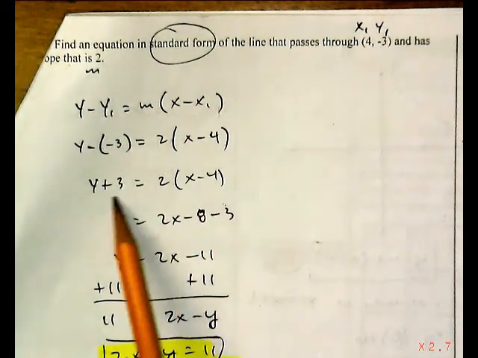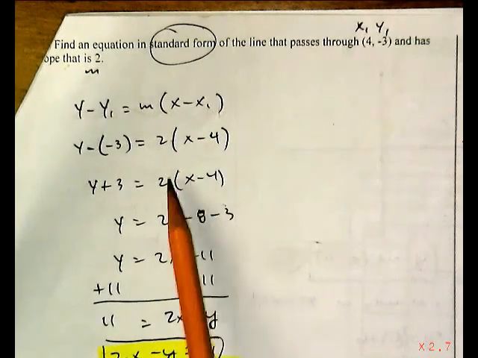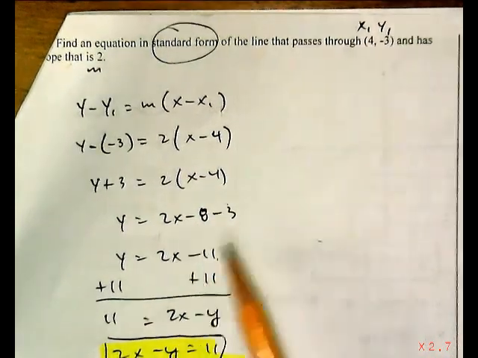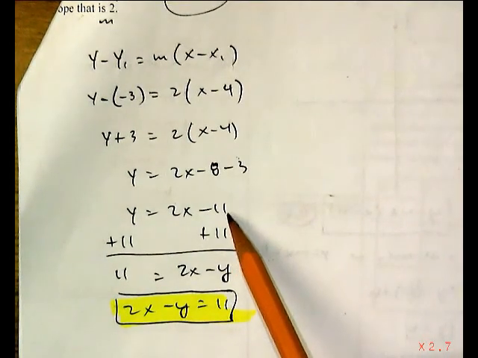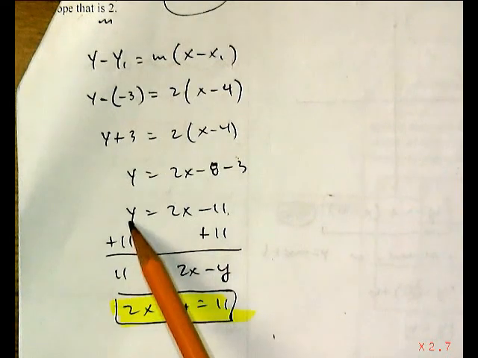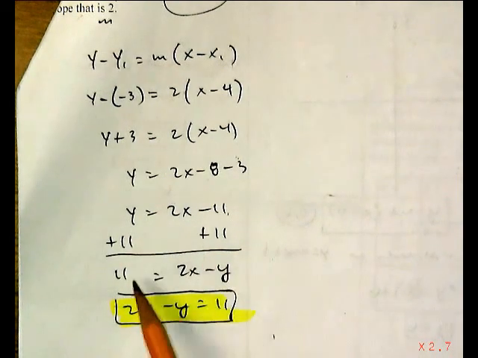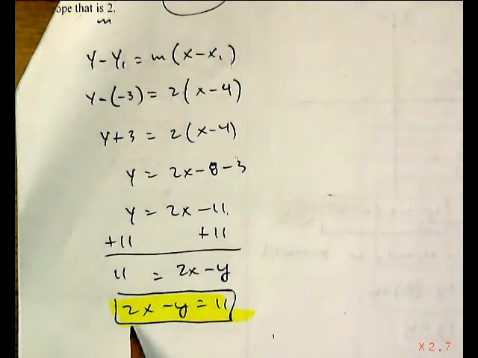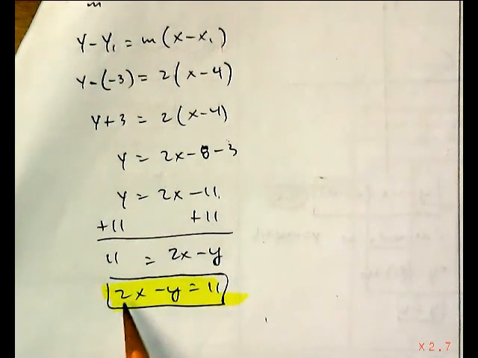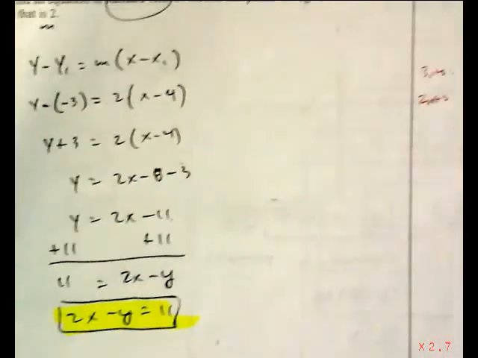Here it is in slope form. Distribute. Subtract 3. I have here now slope-intercept form. It doesn't say slope-intercept form, it needs to get in standard form, so I added 11 to both sides, and then subtract y from both sides, and I get 11 equals 2x minus y, or 2x minus y equals 11. Remember, you shouldn't have any fractions, and your leading coefficient in front of the x should not be negative.